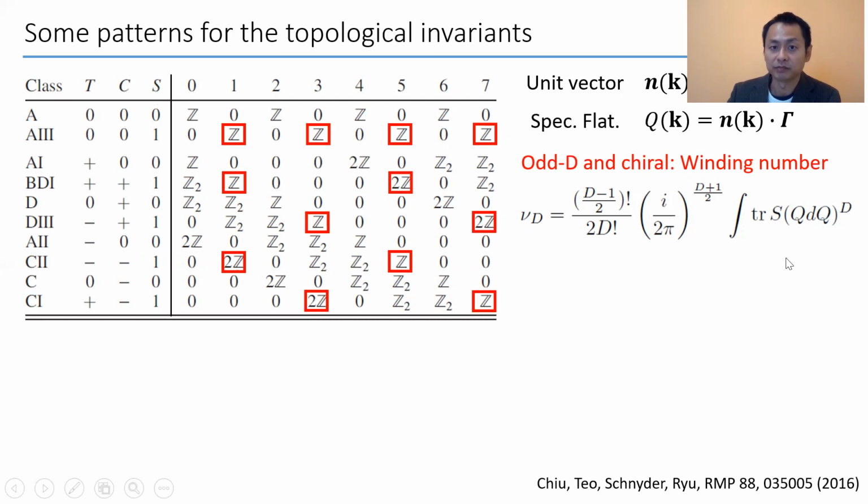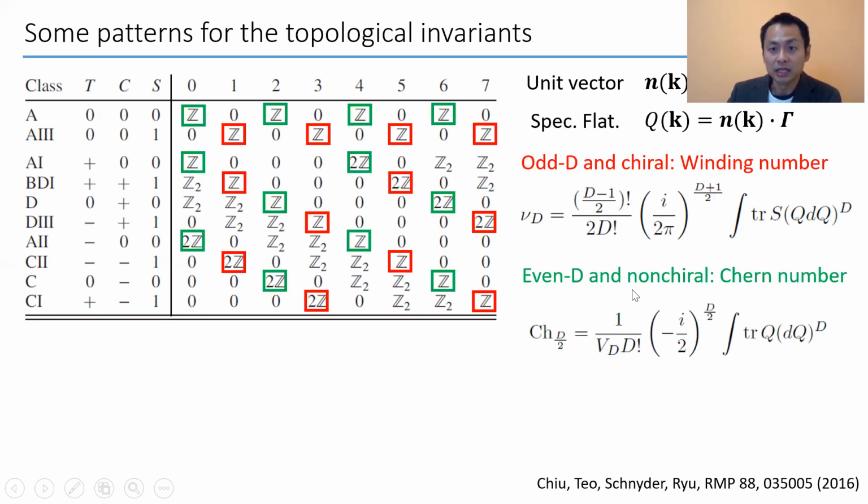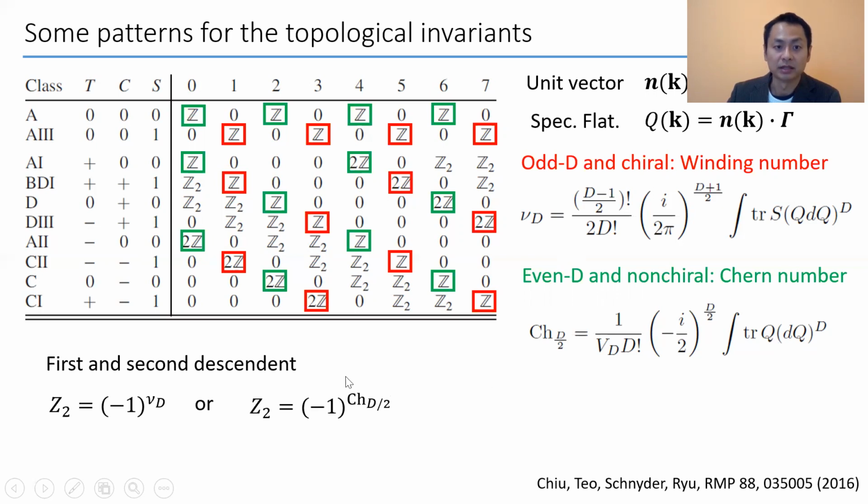chiral symmetry operator. And on the other hand, if you go to the even dimension and without chiral symmetry, then the topology is described by these Chern numbers, where you calculate it similarly in this manner. And also for the first and second descendants, the binary invariants can all be constructed from these two types of topological invariants according to dimensional reduction. Now, let's say up to this point is very nice. You reduce this whole big table into only two kinds of topological invariants.